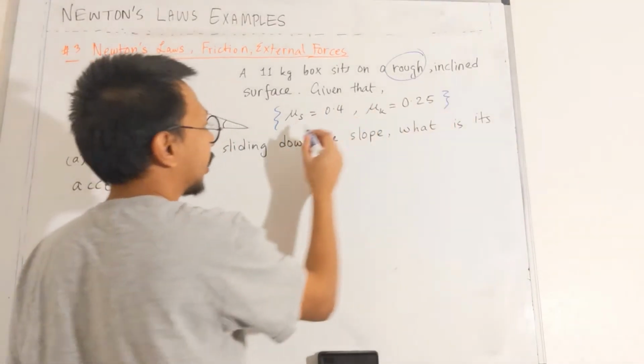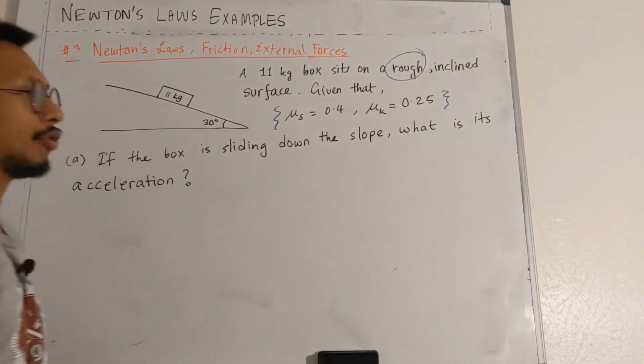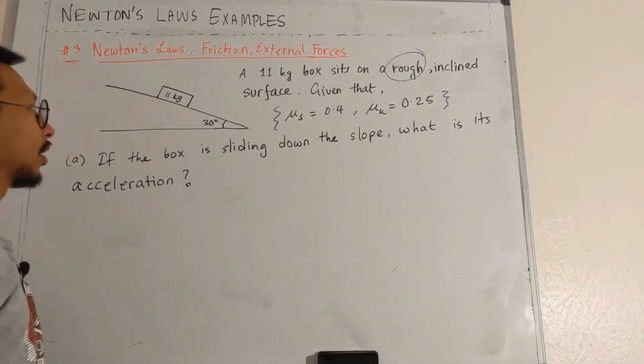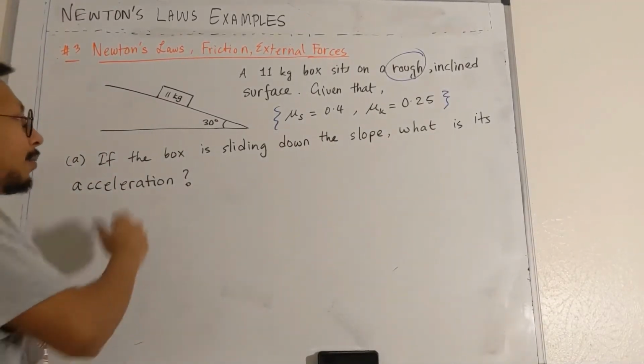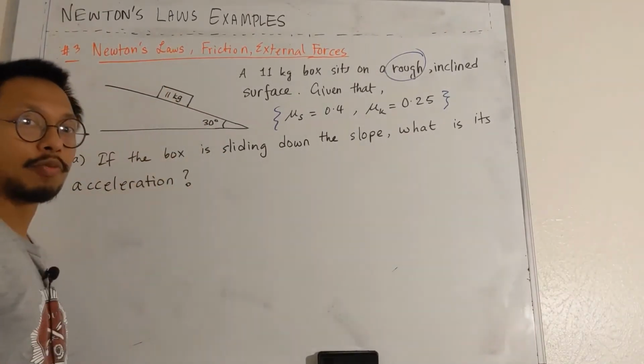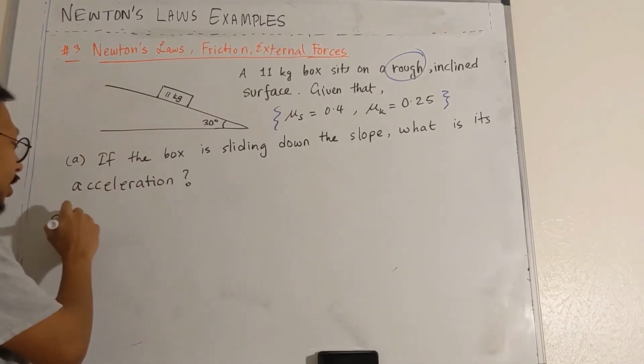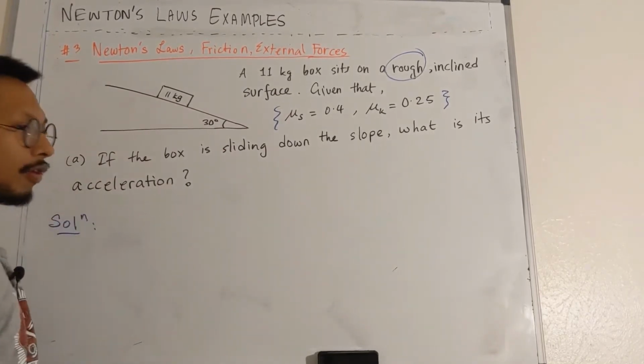friction are as follows. Static friction is 0.4, denoted by μS, and kinetic friction is 0.25, denoted by μK. Now if the box is sliding down the slope as its general inclination would be, what is its acceleration? Then first and foremost, as always, we draw our free body diagram.